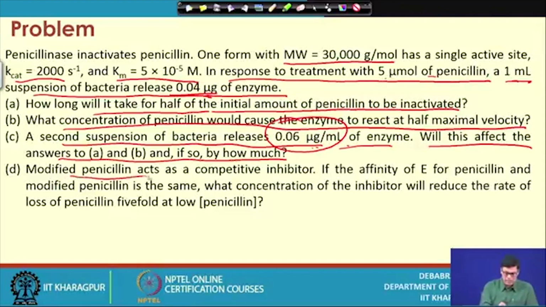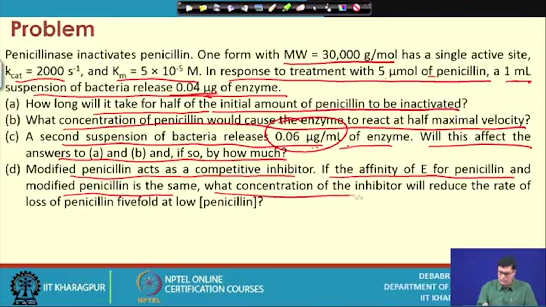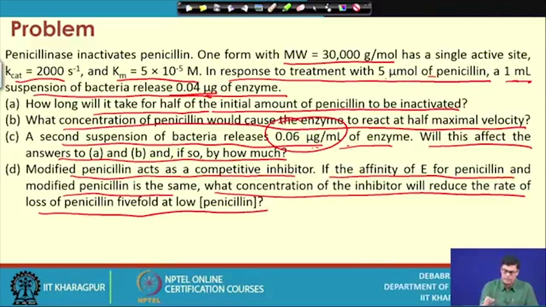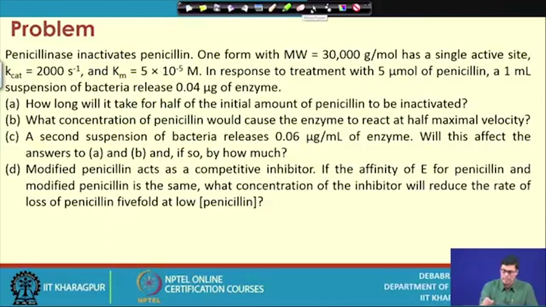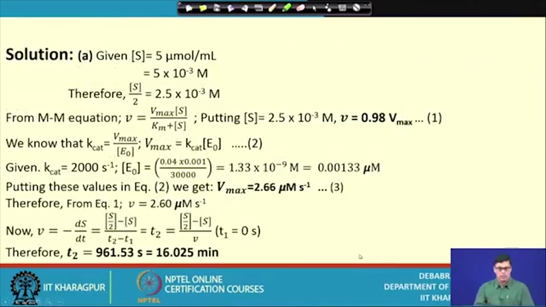And the modified penicillin acts as a competitive inhibitor, if the affinity of the enzyme for penicillin and modified penicillin is the same. What concentration of inhibitor reduces the rate of loss of penicillin 5-fold at low penicillin? So this is the problem that we have. Now let us see how we can solve it. I hope this solution is given and you can easily understand how it is solved.